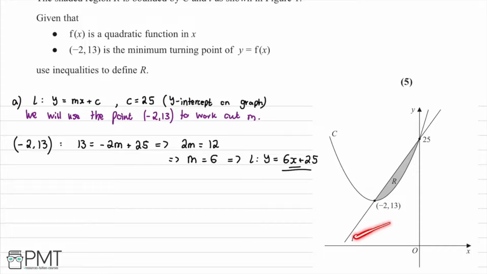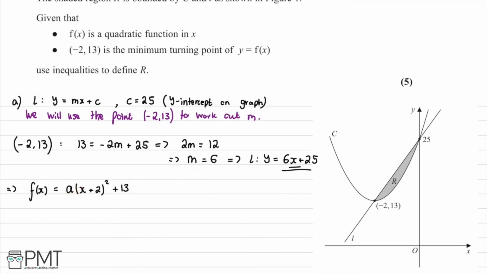So we have the equation of L, and we now need to work out the equation of C. So we know it's going to be a quadratic, so it's going to have x squared. And we're told here, very key piece of information, that f of x is a quadratic function and that its turning point is (-2, 13). Since we know the turning point, we can write out the equation in completed the square format. So therefore, we have that f of x is going to equal a lots of x, and then we have x plus 2 because we always flip the coordinates of our turning point. So we have x plus 2 squared, and then we add on 13.